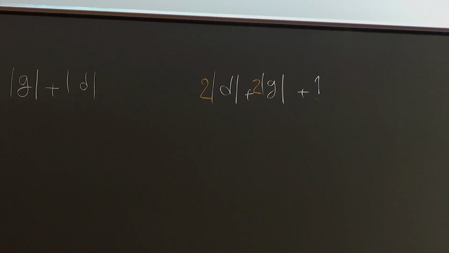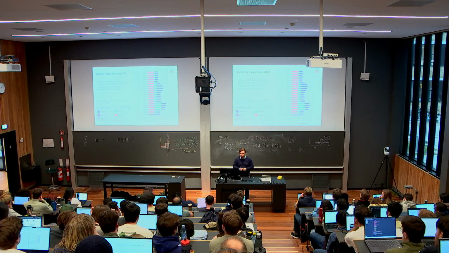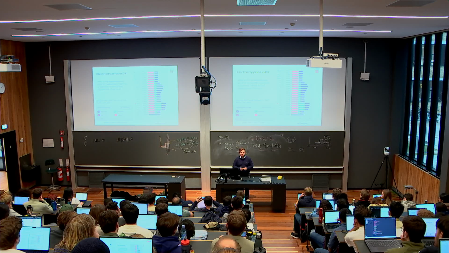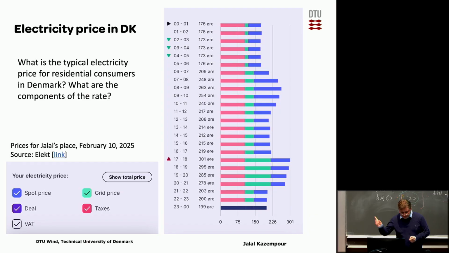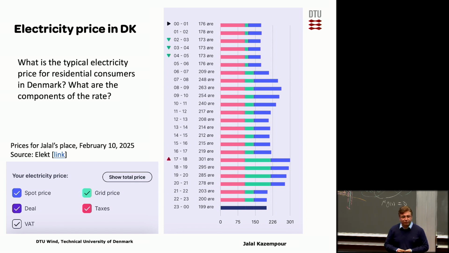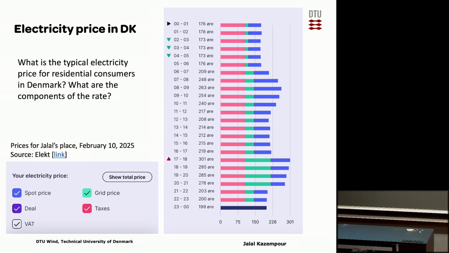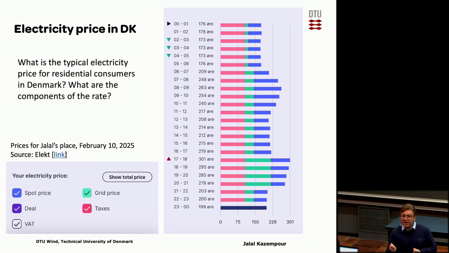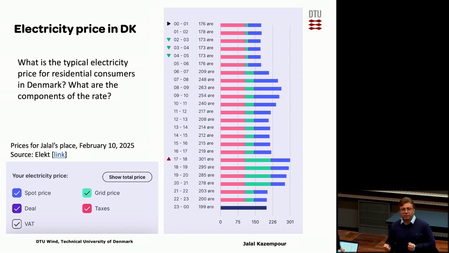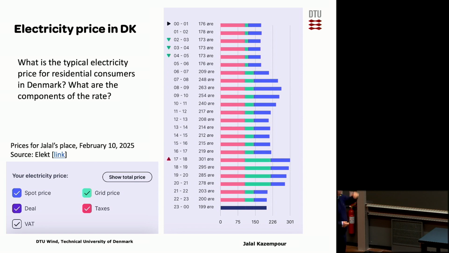So, what is the electricity price in Denmark? Have you checked what price you pay in your place? You can check, for example, with different apps, for example, Elect. This is the prices of my place for today. I bought from a retailer with a contract where I pay based on spot prices, day-ahead prices. Of course, you can pick different contracts. But this is the prices in my place today, from midnight to midnight.